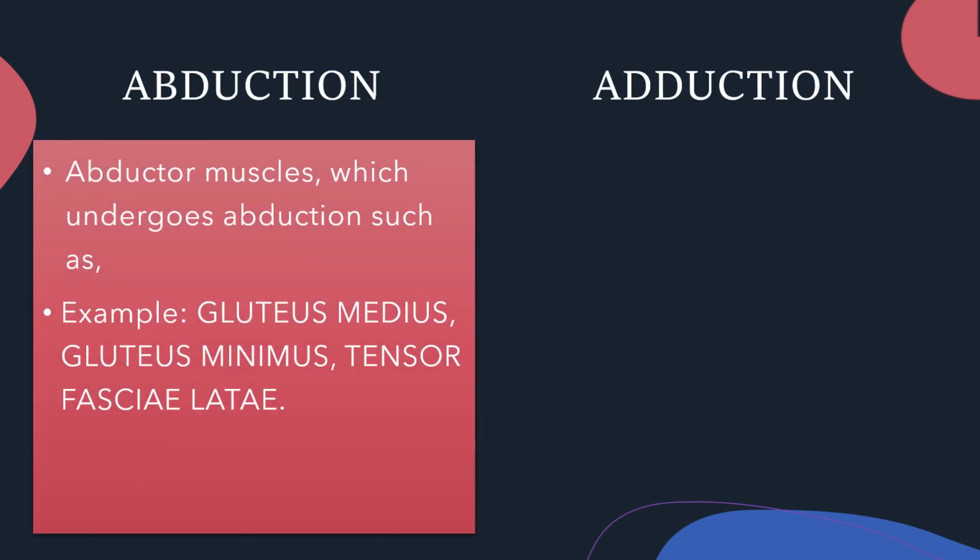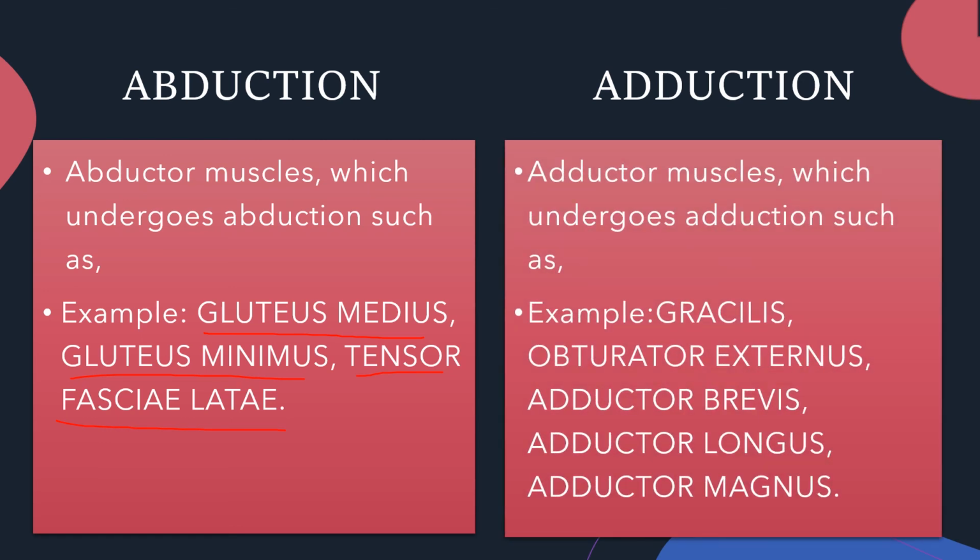We have abductor muscles which undergo abduction, such as gluteus medius, gluteus minimus, and tensor fasciae latae. We have adductor muscles which undergo adduction, such as gracilis, obturator externus, adductor brevis, adductor longus, and adductor magnus.